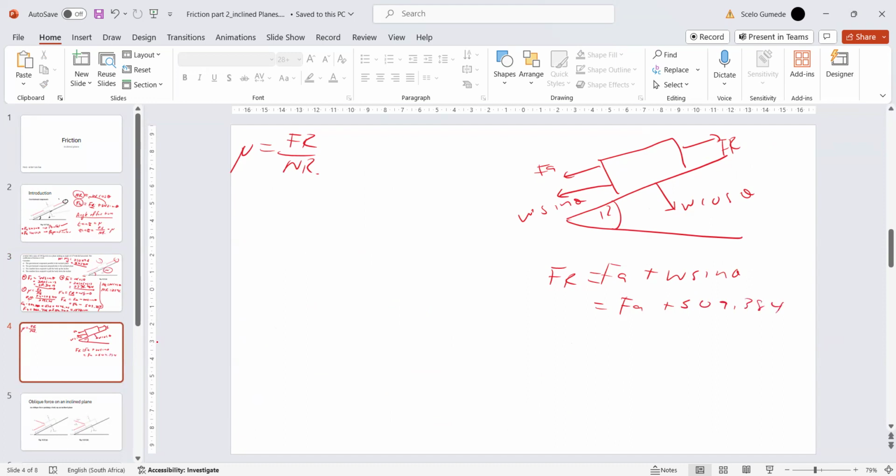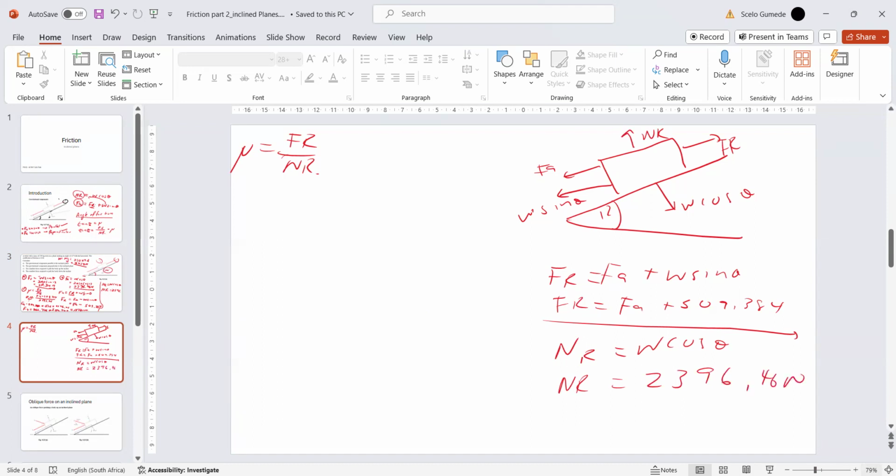All right, so we've got Fr. Now we need to find what? The normal reaction, NR. Remember, guys, NR is just up and down. It's important to have a diagram. Please, it helps you a lot. NR is equal to W cos theta, which we already know is 2396.46 newtons.